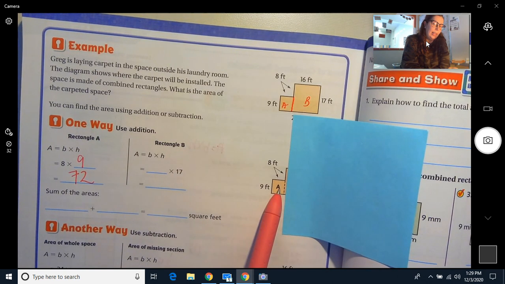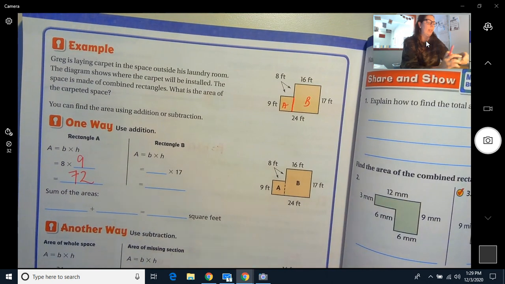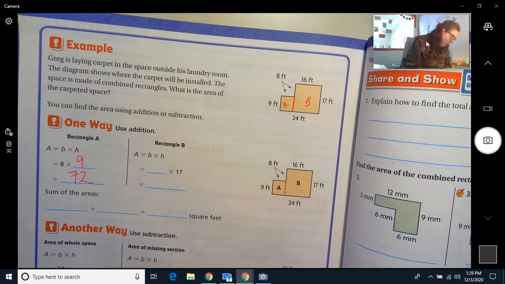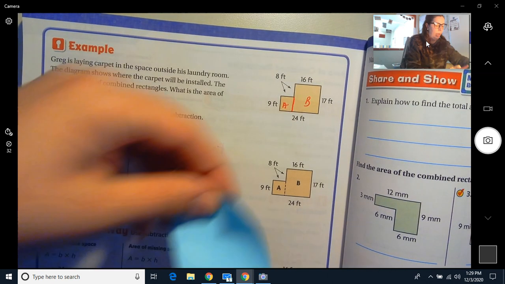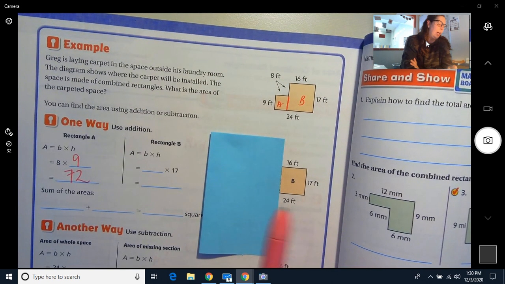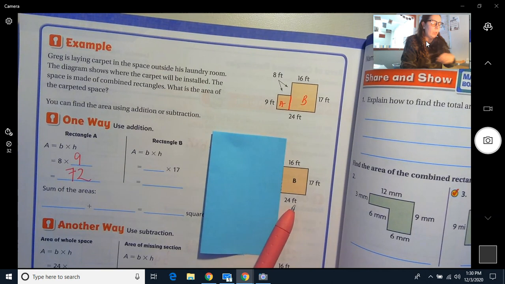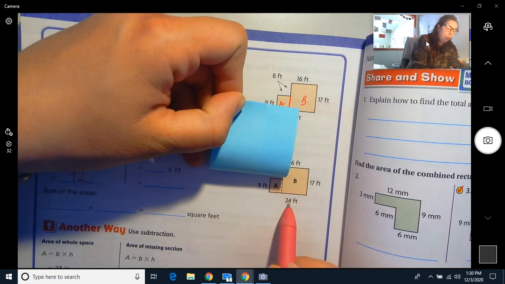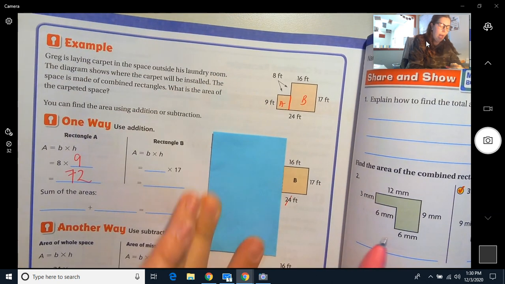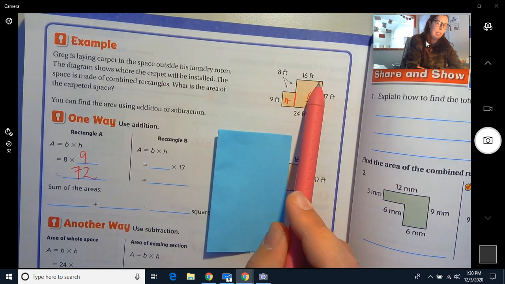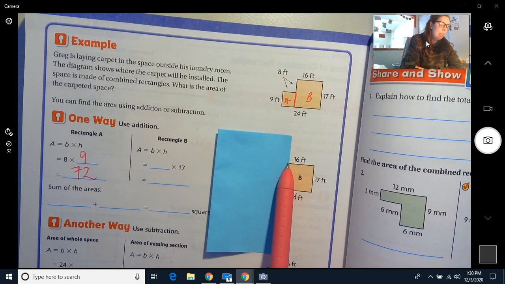Now I'm looking at rectangle B. That means I need to cover up rectangle A, so I just am looking at rectangle B. So I'm going to do that real quick. I'm actually going to fold this a little bit. Okay. So I'm covering it up. I'm just looking at rectangle B right now. Now this 24 that I see is for the whole length of both shapes together. So I don't need to worry about this 24 when I'm looking at my shape. I'm looking at these sides here, which we can see 16 and 17. 16 is my base, 17 is my height.